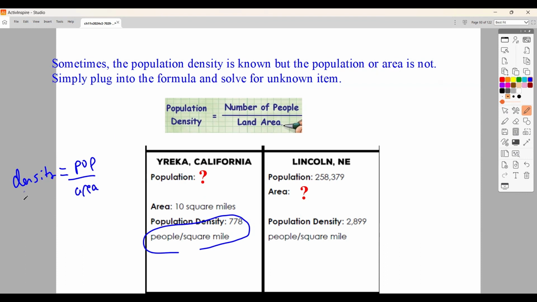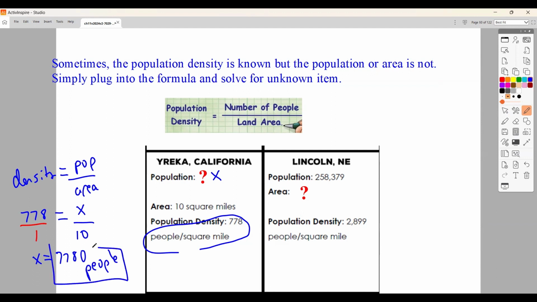So we're given the density as 778. The population we don't know, so I'm going to call that X. And the area I am given as 10 square miles. Like I've always taught you, you can treat this like a proportion and cross multiply. You can multiply both sides with a denominator, it doesn't matter. However you handle this, 1 times X is X. 778 times 10 is 7780. So 7780 is the population. Go ahead and write the unit for the answer: 7,780 people is my population.